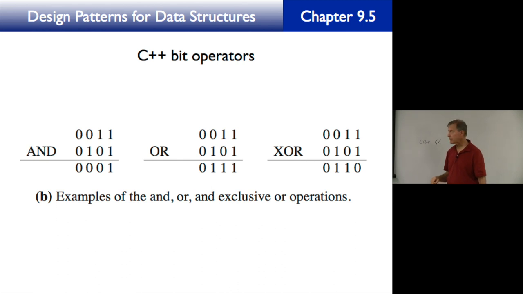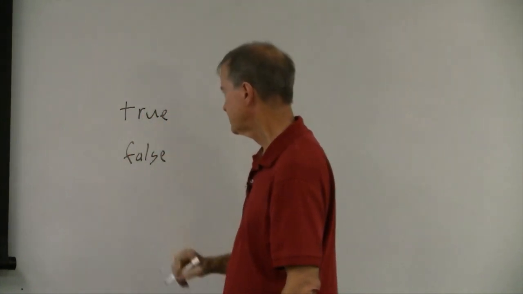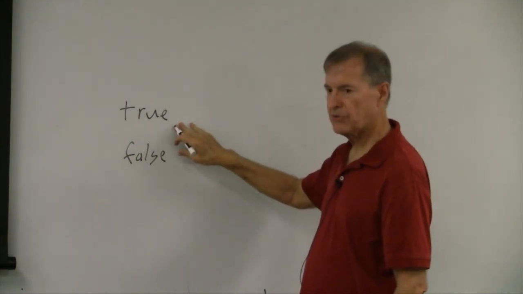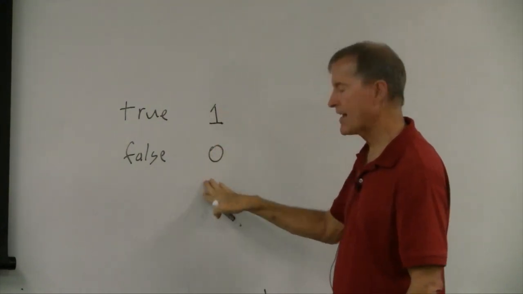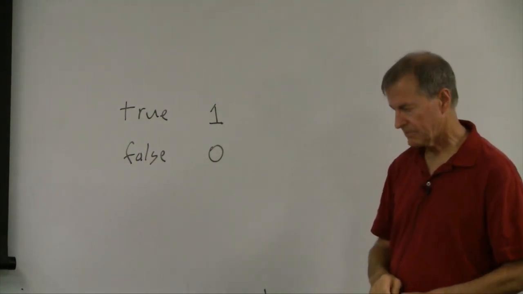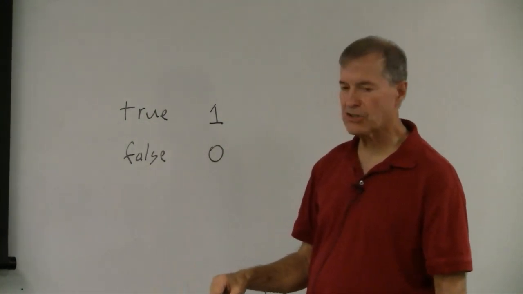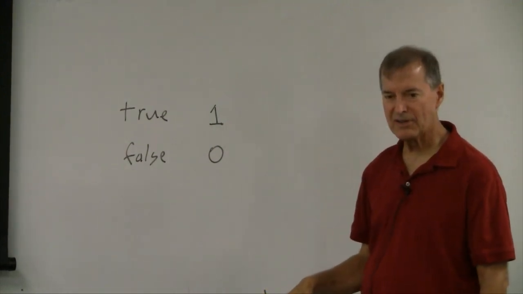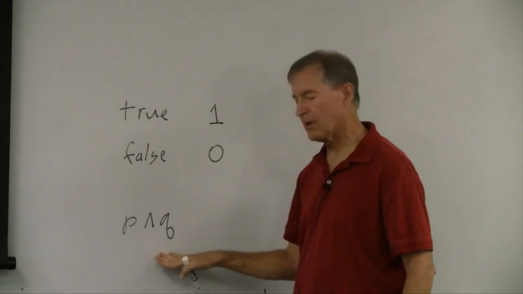So here in part B of the figure on this next slide, you guys have all had formal methods, right? And you know what the constants in a Boolean expression are? Exactly. True, false. So what does true correspond to in binary, as a bit? True is what? One. And false is what? Zero. So that's our first point to make. And what do you know about P and Q? When is P and Q true? They both have to be true.